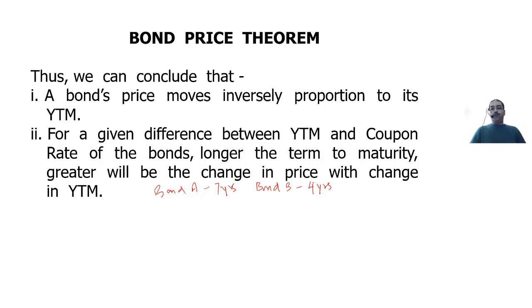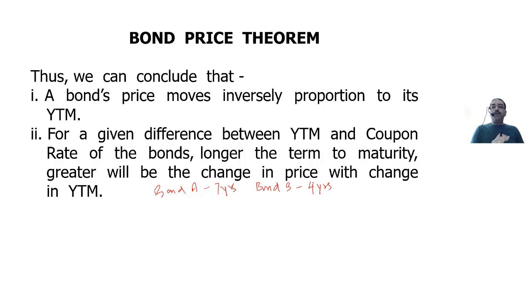The remaining things are common. Rate of interest between the two bonds is the same. YTM is same. Everything is same. But bond A is for 7 years and bond B is for 4 years. What the point is saying is that if there is a change in the YTM, that means if the YTM increases from say 8% to 9%, what will happen?